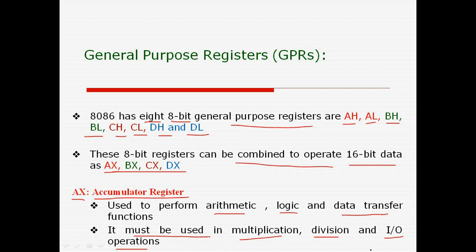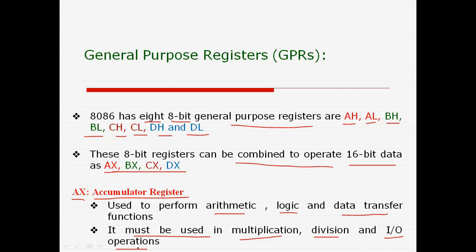And what about IO operations here? In order to communicate with the peripheral devices, we will mainly perform two functions, IO read and IO write. In such operations also the accumulator must be used here. The data can be fetched into the accumulator register or the data can be transferred from the microprocessor to the peripheral through the accumulator only. Therefore, to perform the IO operations also, the data must be in the accumulator only. Remember.